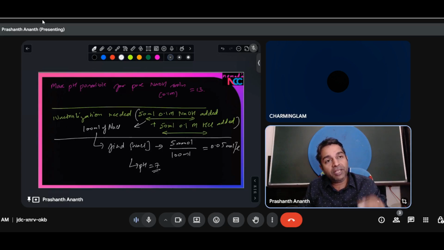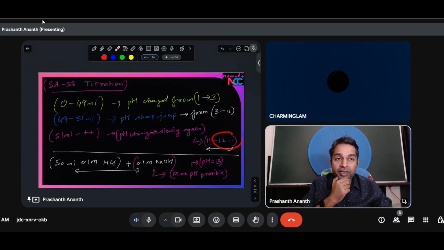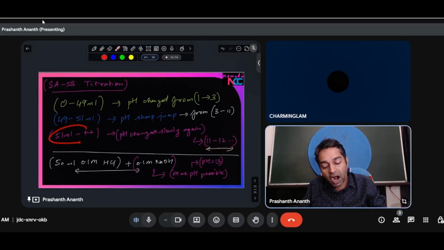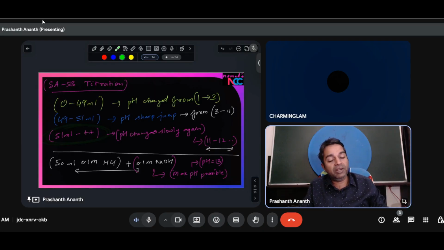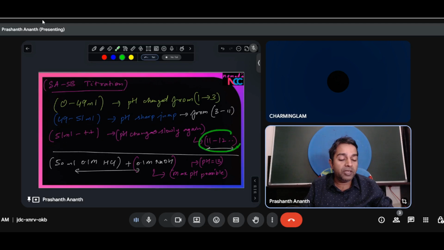So I will have extra NaOH coming up only after this extra 100 ml is always present. So I will never have the pH of the solution, on adding the 0.1 molar NaOH, ever reaching 13. It will not reach that 13. It will always be 12 point something. So from 11 it will go up to 12 point something regardless of how much NaOH you end up adding in. You can add as many ml of extra NaOH, it will never reach 13. It will always be something from 11 to 12 point whatever only.